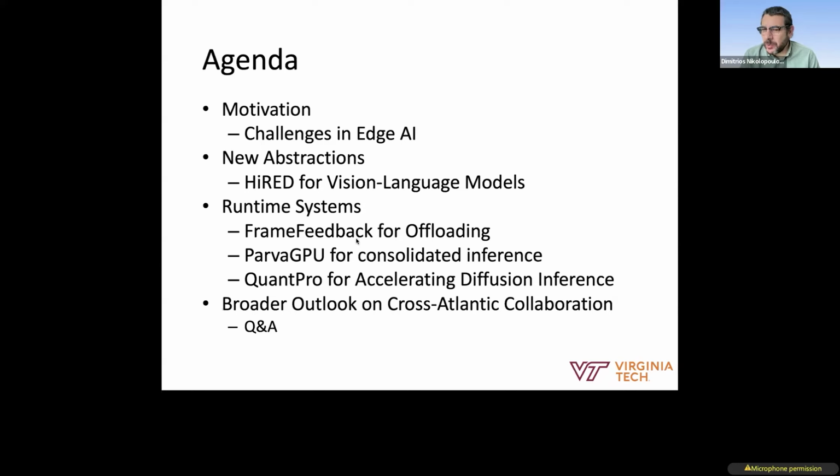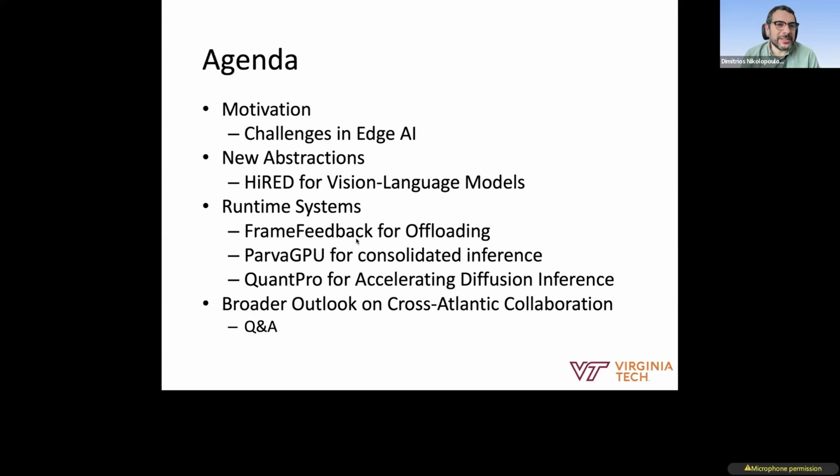I'll present a new system we're working on named Quant Pro, a very recent work, which is designed to accelerate inference from diffusion models. And I'll conclude the talk by zooming back a little bit and discuss how these ideas fit into a broader transatlantic research agenda, where we can perhaps combine strengths from Europe and the US in areas like edge hardware and AI software and co-design. And hopefully I'll leave some time for questions.